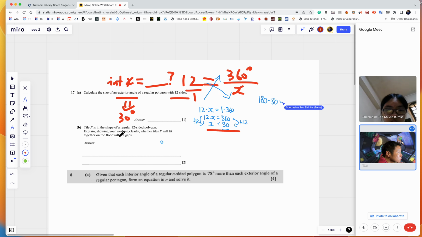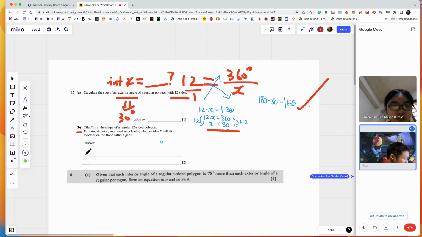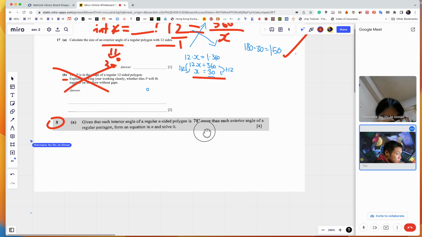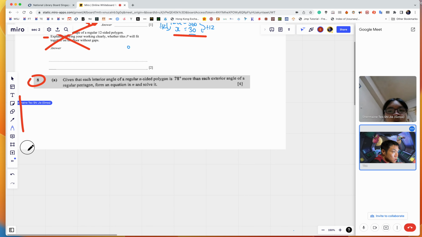Correct. Okay, good. Okay, next, 这题. You understand the question or not? Never mind, B no need to do, just do 8. Plenty of space here.